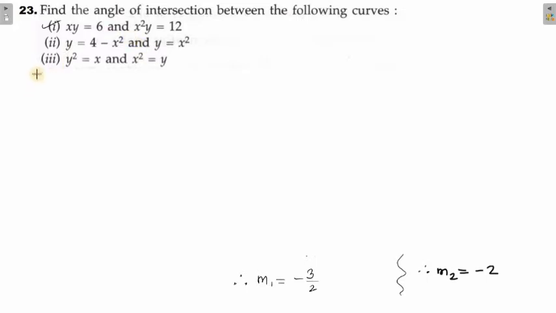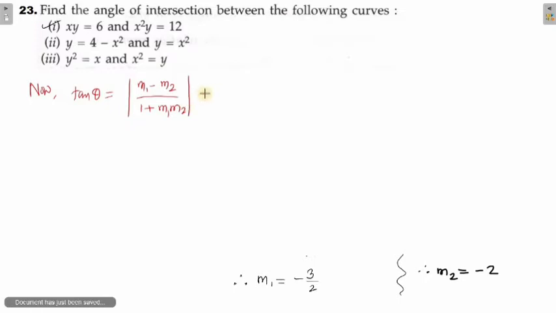Now all of you know that we calculate the angle of intersection. We calculate the angle of intersection using the formula tan theta equals modulus of m1 minus m2 divided by 1 plus m1 m2. So this is the formula, isn't it? So let's find out then.